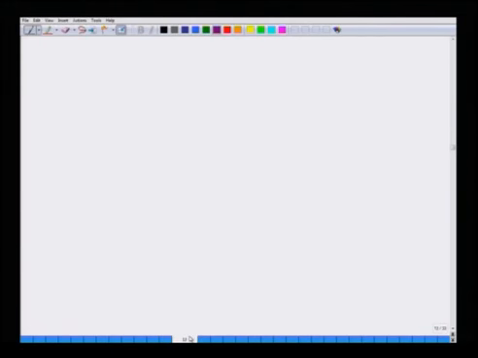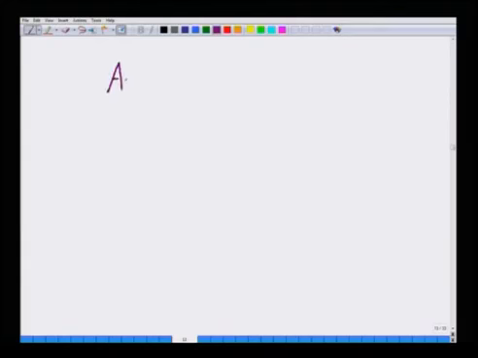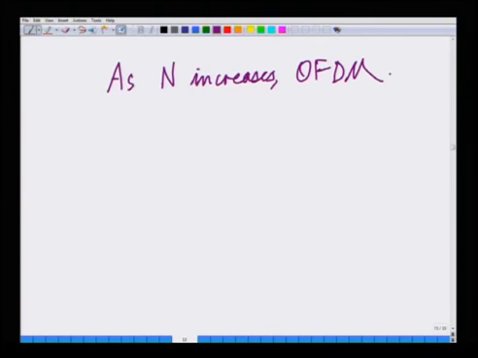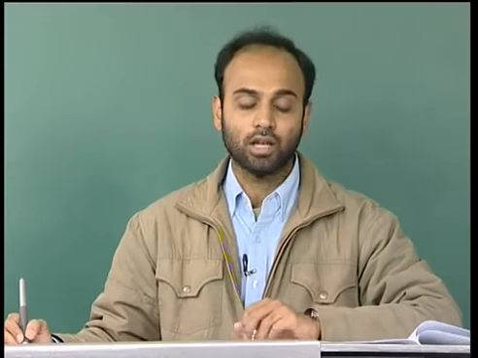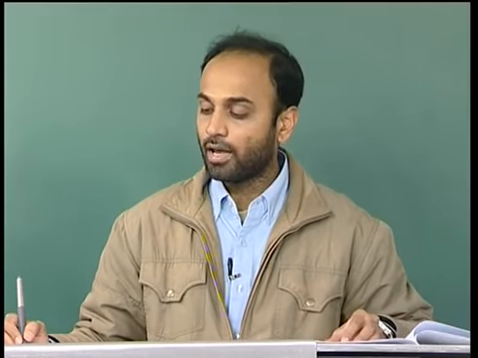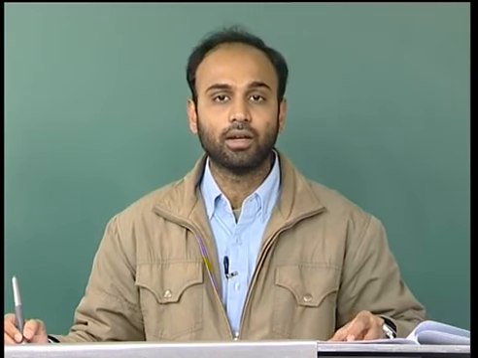Hence what we are essentially saying is, now as n increases, remember the OFDM symbol time is n over B, that progressively increases. As n increases, the OFDM symbol time n over B, which is the large OFDM symbol time, progressively increases.